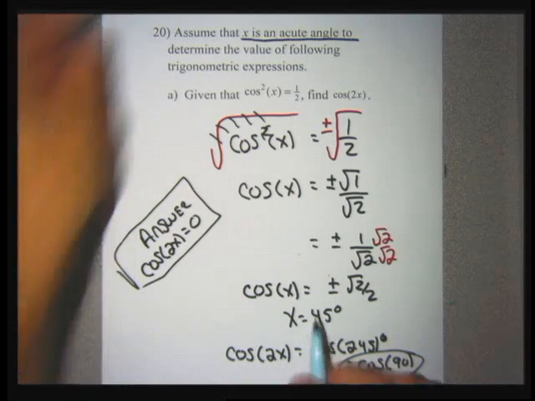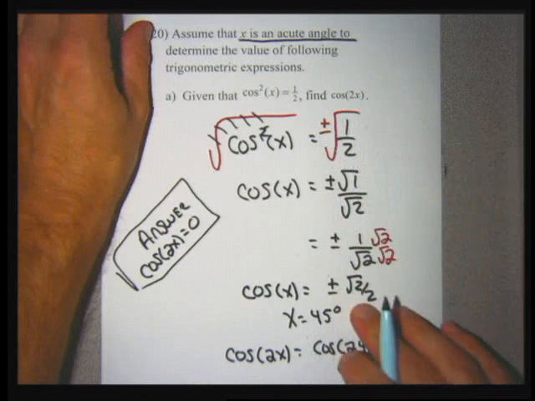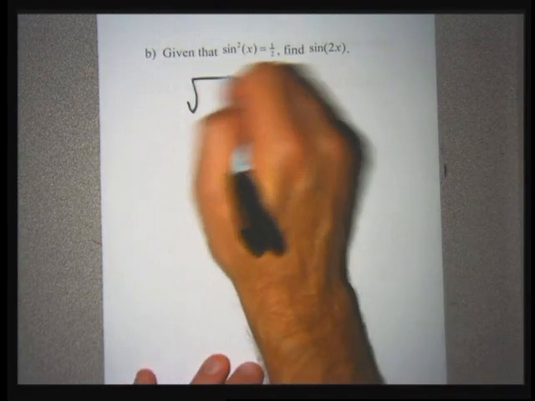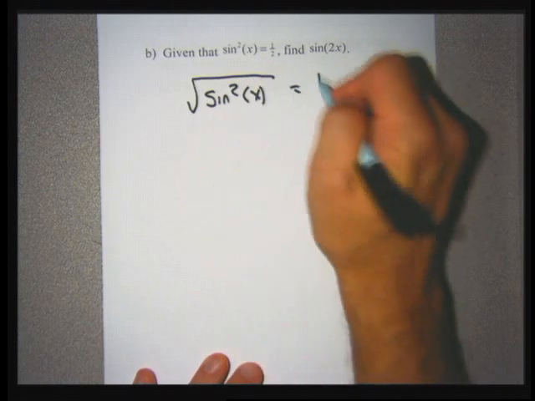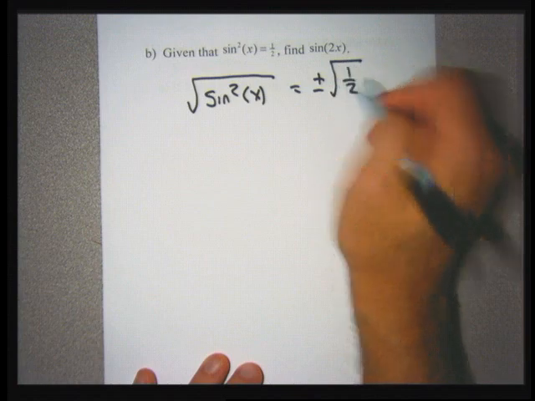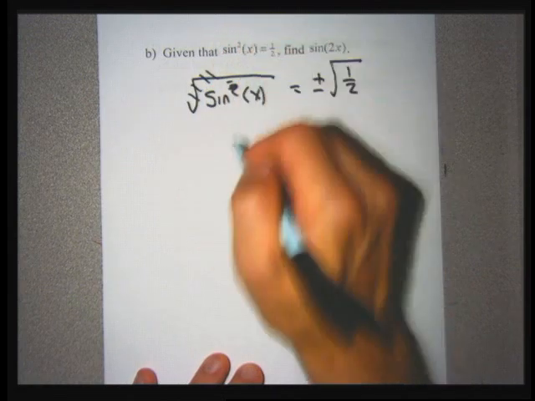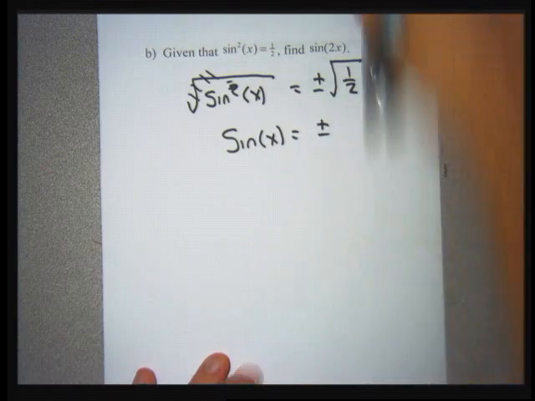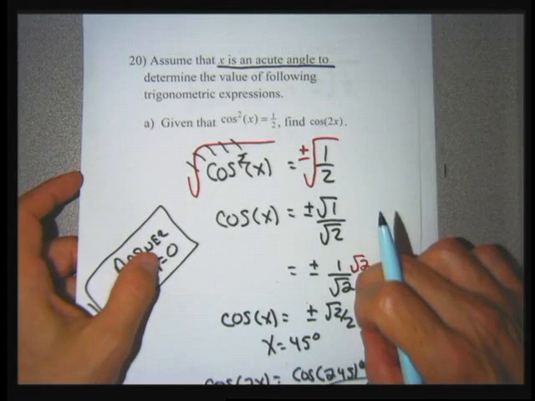So 20b is the same setup, except it has sines instead of cosines, but the algebra is almost going to be 100% identical. So for 20b, I'm going to start off and I'm going to square root the sine squared of x equals plus or minus the square root of 1/2. On the right side, the square root is going to cancel out the square and give me the sine of x equals plus or minus, and this is exactly the same radical as part A, so that's going to reduce to the square root of 2 over 2.